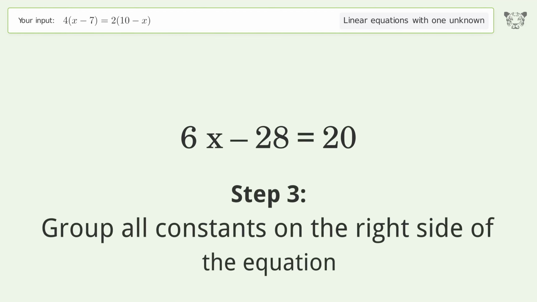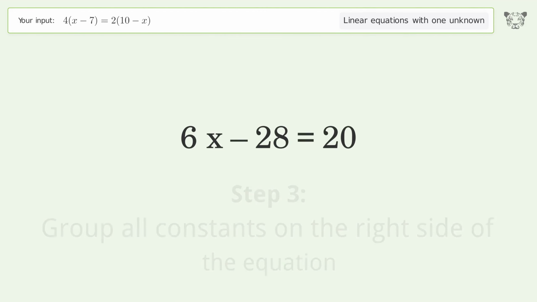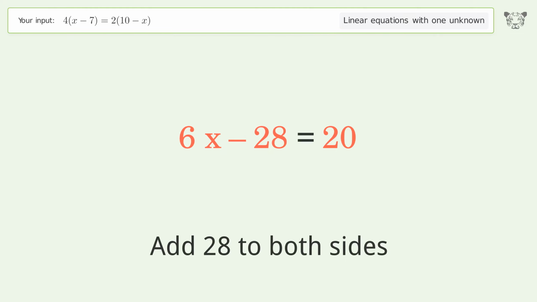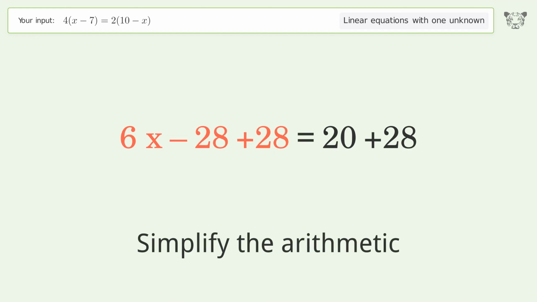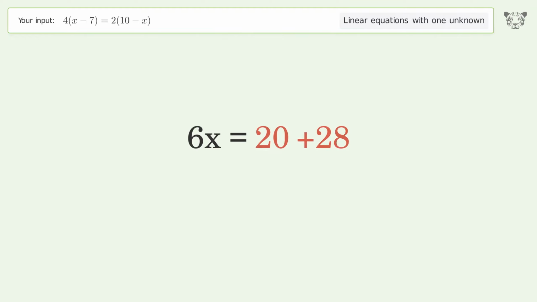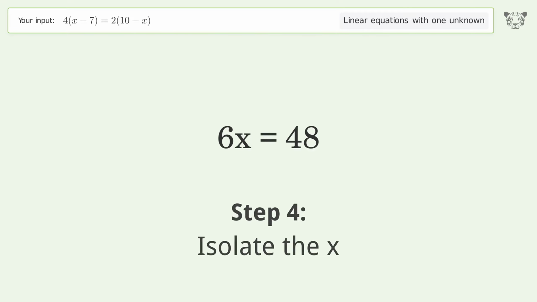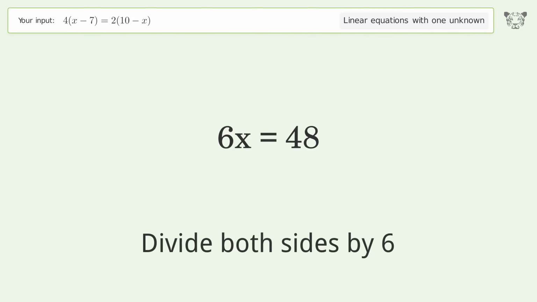Group all constants on the right side of the equation. Add 28 to both sides. Simplify the arithmetic. Isolate the x. Divide both sides by 6.